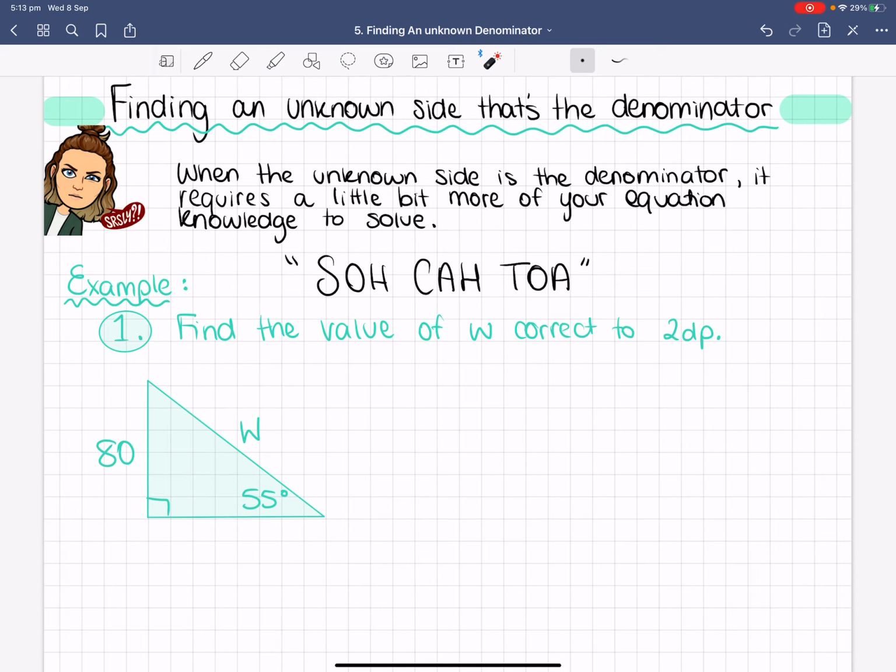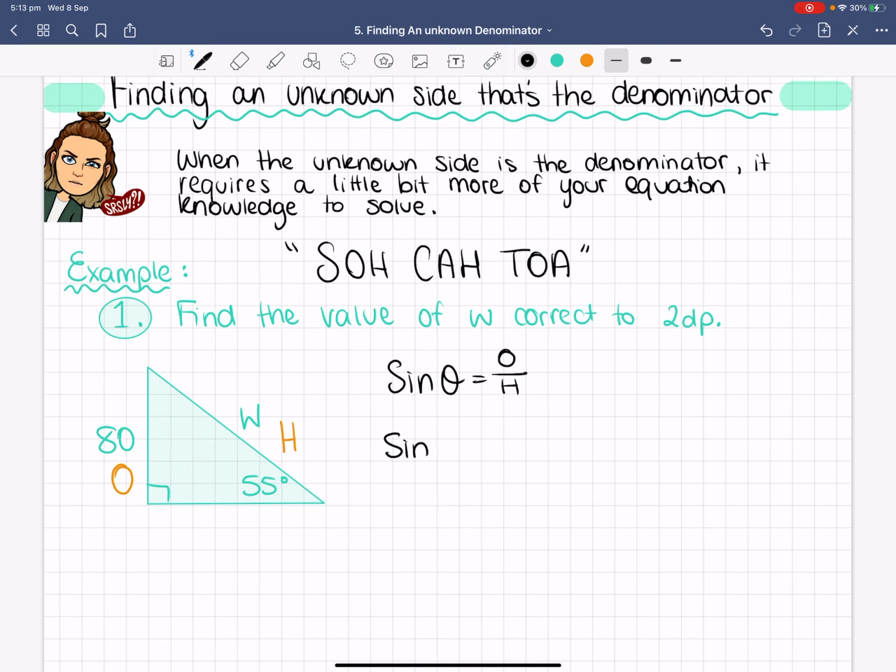Looking at our triangle here, the first thing we want to do is label our sides. So we know the hypotenuse is always the one directly opposite the right angle, and we've also got the opposite. So out of our 3 ratios, we're going to use sine. So sine theta is the opposite over the hypotenuse. Now substituting in our information, we've got sine of 55 degrees, theta represents our angle, is equal to the opposite, which is 80, over the hypotenuse, which is W.